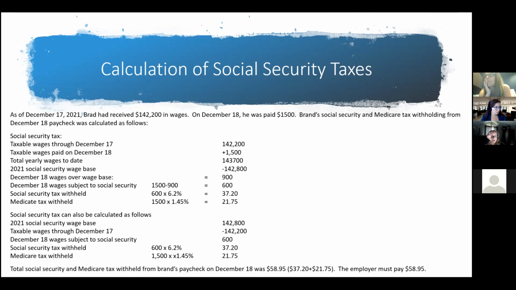So if we look at how much of his bonus should have been taxed for Social Security, there's only $600 that got him up to that 142.8 limit. So we're only going to calculate Social Security on $600. So 600 times 6.2% is $37.20.